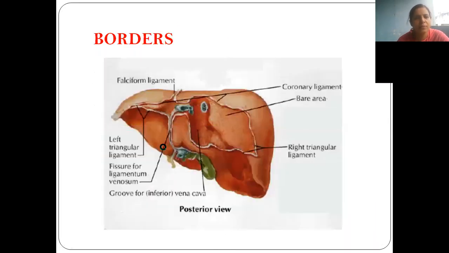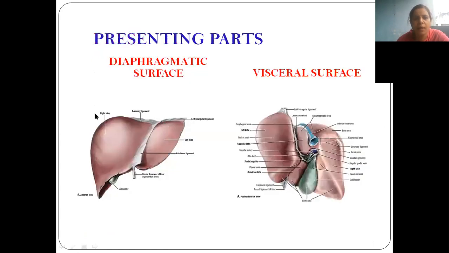Now our question is the visceral surface. The visceral surface is the surface which is seen from downwards. The presenting parts of the liver: the surface which you see from the front is the anterior surface. The surface below the diaphragm is the diaphragmatic surface. The surface which you see from down, this has been tilted to show that surface, is the inferior surface, also called the visceral surface.